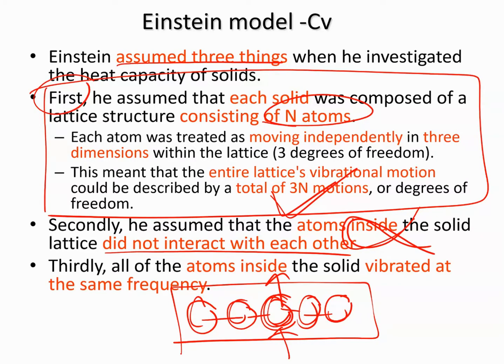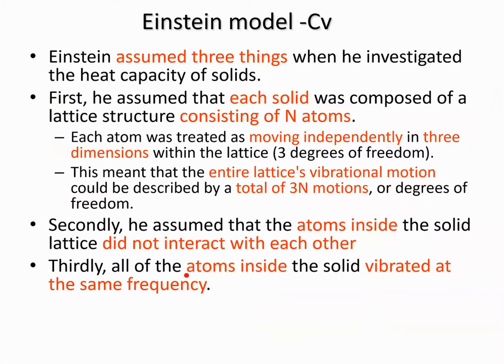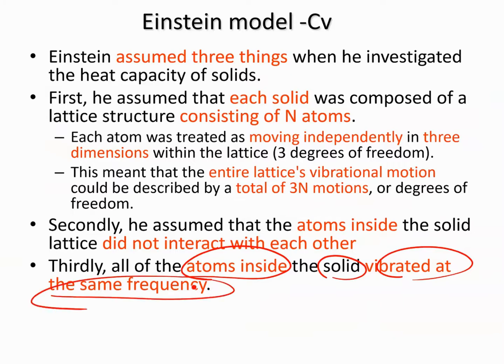Then the third assumption, he said that all the atoms inside the solid vibrate at the same frequency. So this is also not correct. So based on the 3 assumptions made by Einstein, only the first one is correct, the second one and the third one are not correct. And therefore, this Einstein model also failed to explain the specific heat capacity of the solid. But anyhow, since he also contributed to this subject, we also include his model in our lecture.